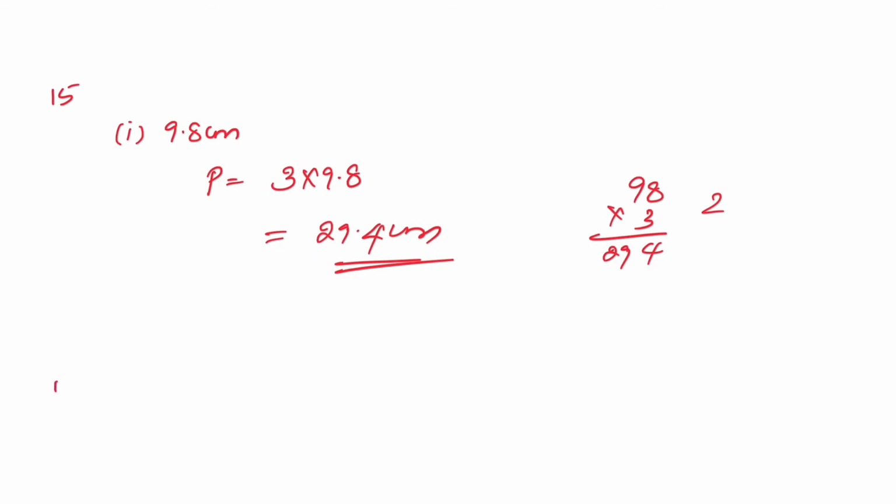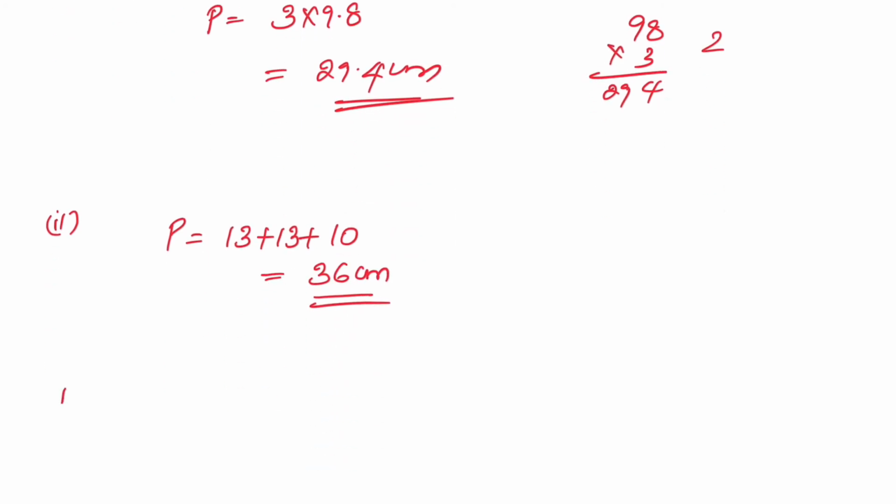Next question. An isosceles triangle with equal sides 13 cm and third side 10 cm. How will you solve it? Perimeter is equal to 13 plus 13 plus 10. 36 you will get. Third one, you have a regular pentagon of side 8.2 cm. Pentagon means, what is that? Pentagon is a 5-sided figure. Regular pentagon means all the 5 sides are equal. So 5 into 8.2 will give you what? You will get 41.